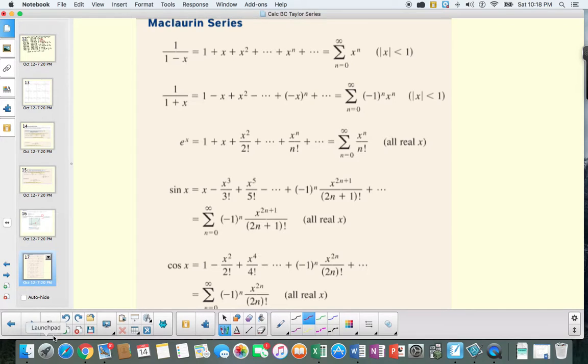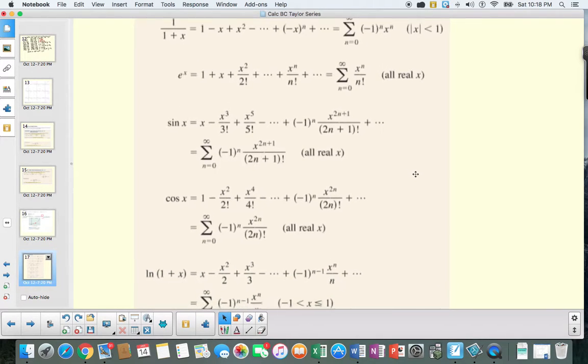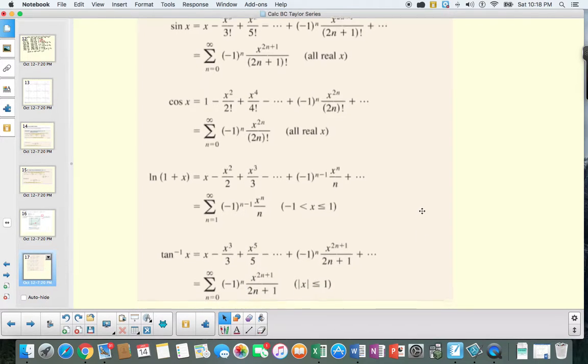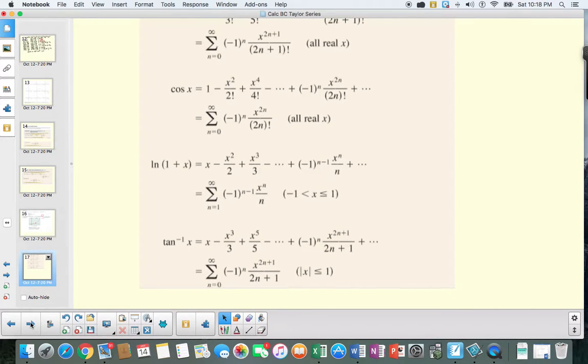Now here are all the Maclaurin series for very important function representations. This is in your book, and it would be to your advantage to memorize all of this. You'll get through things a lot faster if you do.